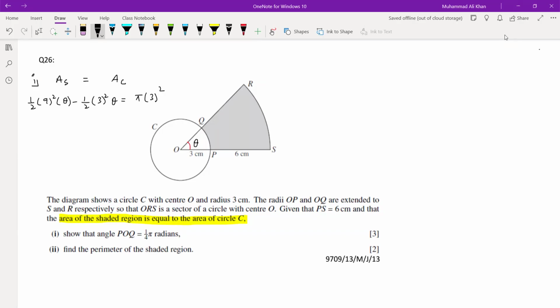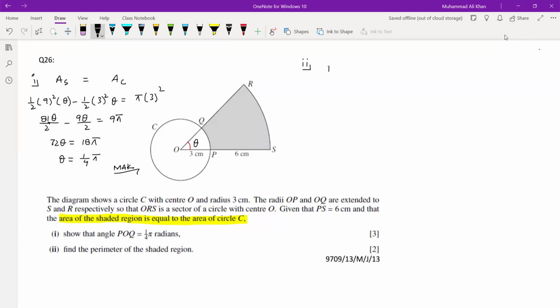Now, 9 squared is 81. 81 theta divided by 2 minus 9 theta divided by 2 equals 9 pi. Take 2 as LCM, 81 minus 9 will be 72. Theta equals 2 cross multiply 18 pi, and theta equals 18 divided by 72 pi, which is 1 upon 4 pi. The angle is pi by 4. Are you clear? Second one, find the perimeter.